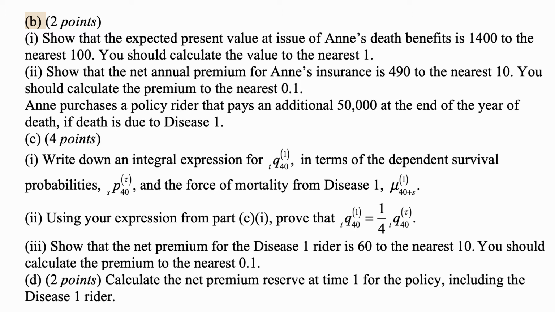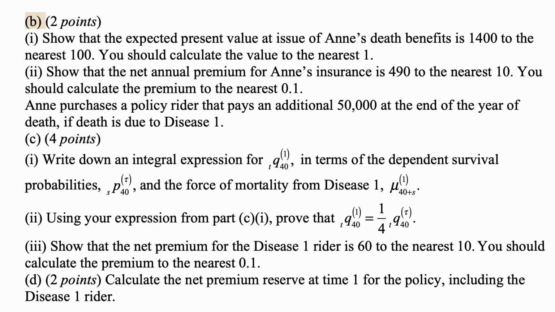Anne purchases a policy rider that pays an additional $50,000 at the end of the year of death if death is due to disease 1. Part C. Part 1. Write down an integral expression for tq41 in terms of the dependent survival probabilities, sp40 tau, and the force of mortality from disease 1, mu 40 plus s, 1.